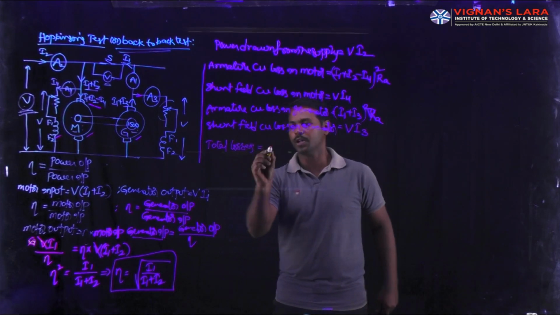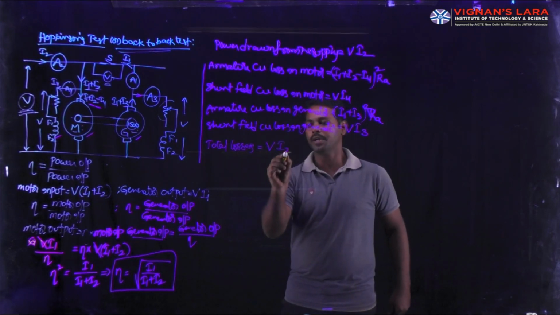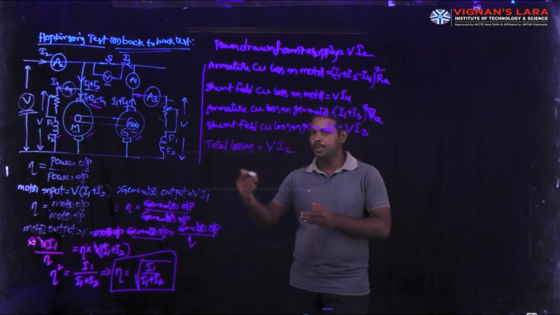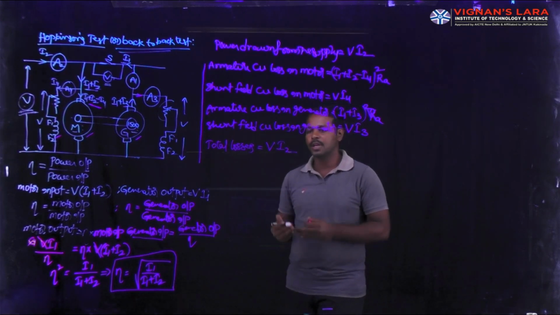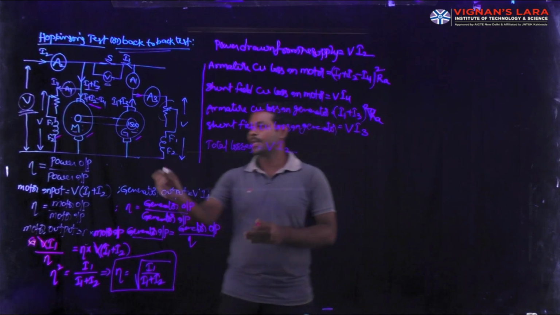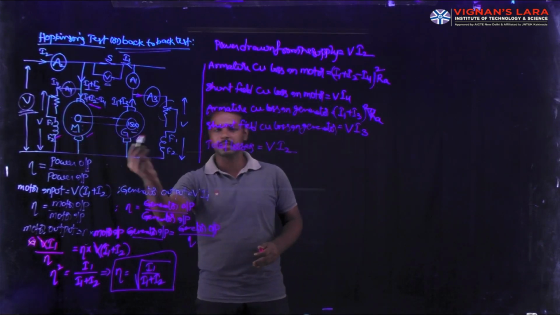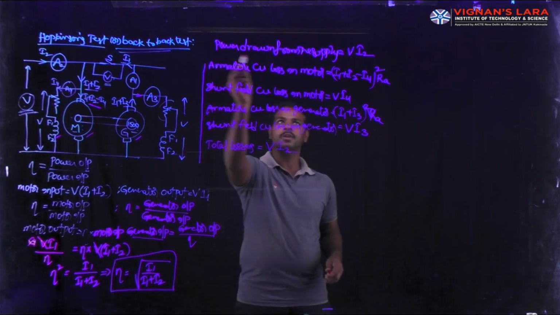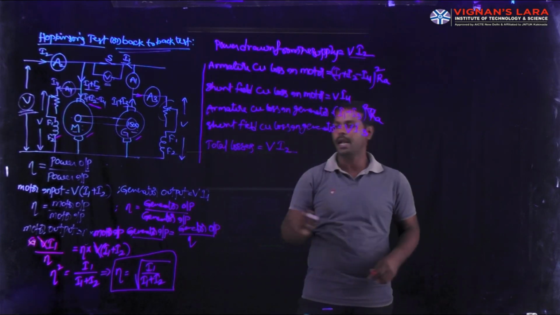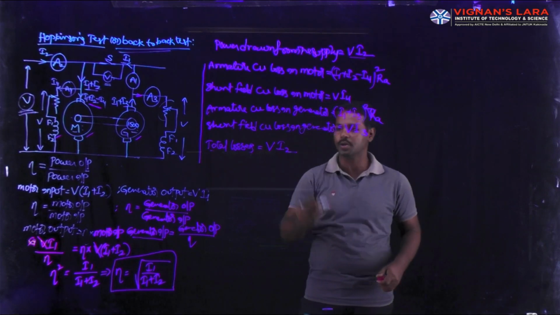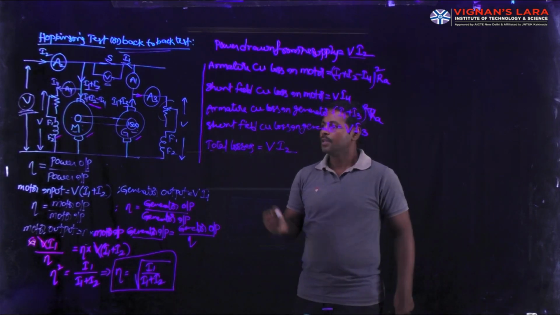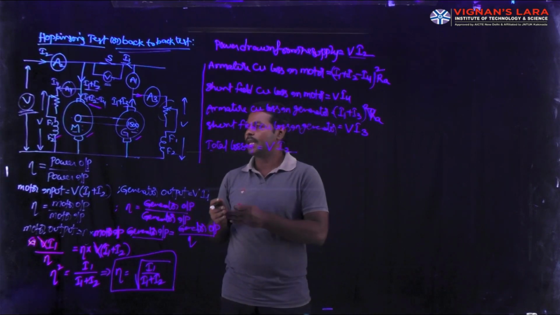Total losses is equal to V into I2, because whatever the current and voltage is drawn from the supply is always utilized to overcome the losses in a generator as well as a motor. So the total losses, or whatever power is drawn from the supply, is equal to V into I2. So in this, we can find out the stray losses.